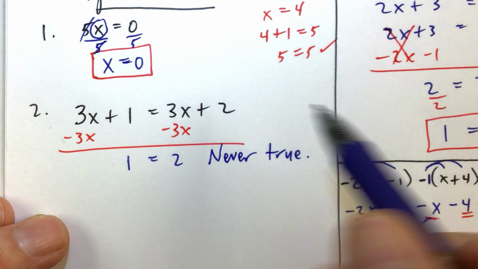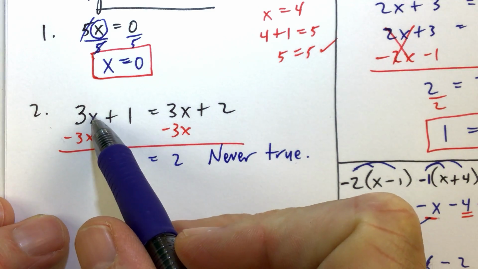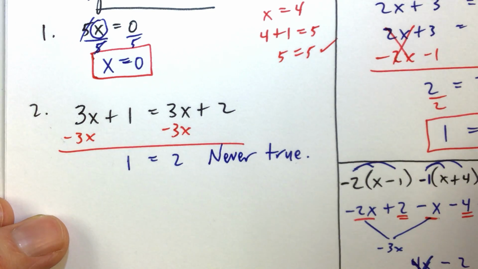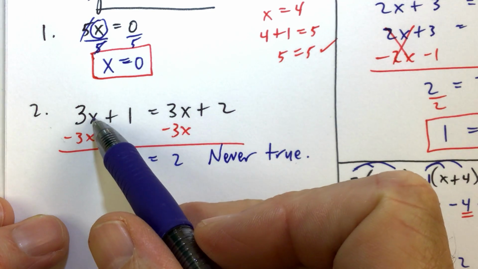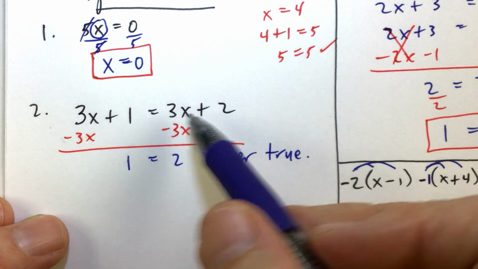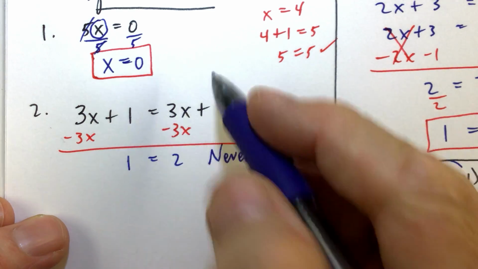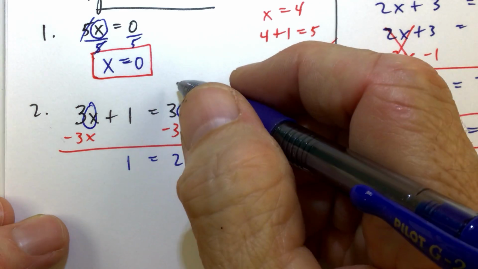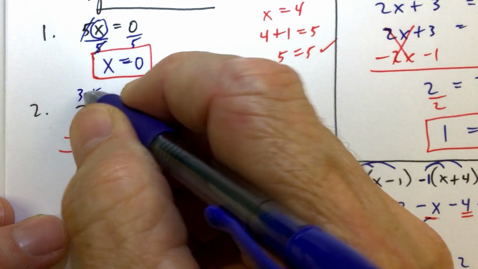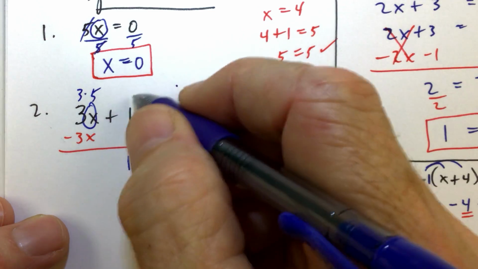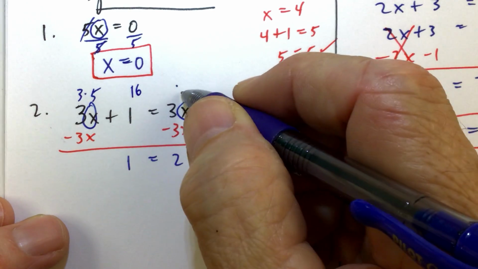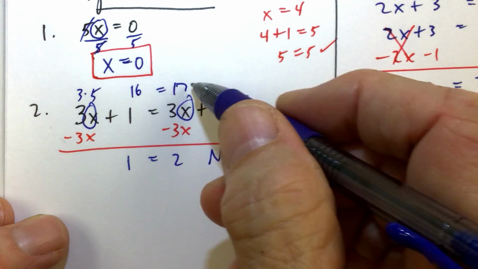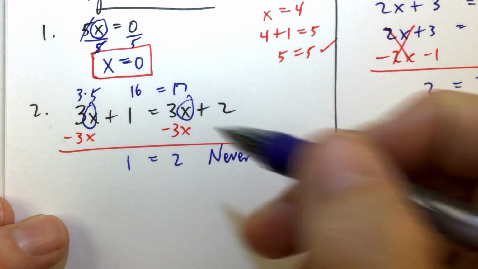Now think about what this means. It means that no matter what you replace x with, it's always going to come out to a statement that's never true. You can't put one value for x here and a different value there. Whatever you put here, you've got to put right there. So let's say it's 5. If you put a 5 there, 3 times 5 is 15. 15 plus 1 is 16, equals 15 plus 2 is 17. So no matter what you put in there, it's never going to be the same. You're never going to have the left side equaling the right side.